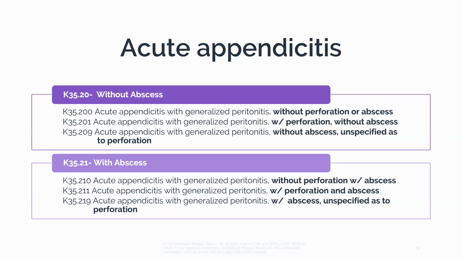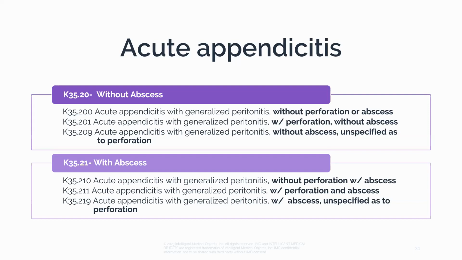Let's continue our discussion by looking at acute appendicitis. Appendicitis can present with peritonitis in different ways. When appendicitis leads to a perforation, it typically causes peritonitis. A frank perforation or rupture generally causes severe peritonitis, commonly stated as generalized peritonitis. It is also possible for appendicitis to be present with generalized peritonitis without a perforation or rupture of the appendix. Therefore, new codes have been introduced to capture the various situations at K35.20 and K35.21 as seen on the slide.